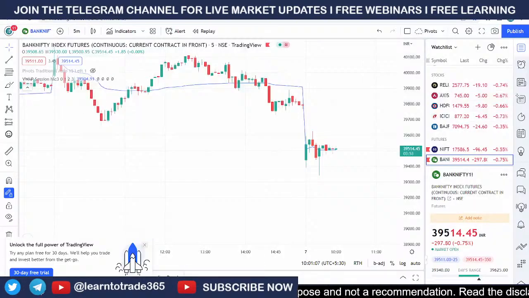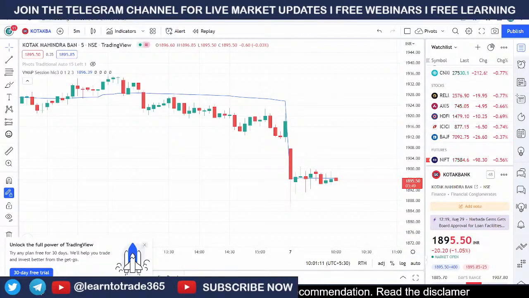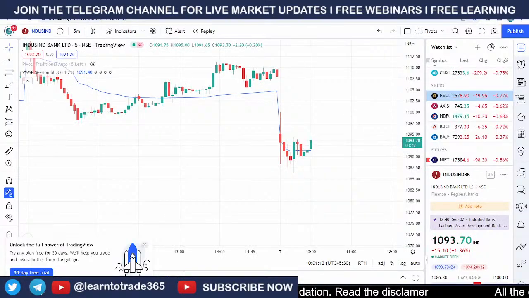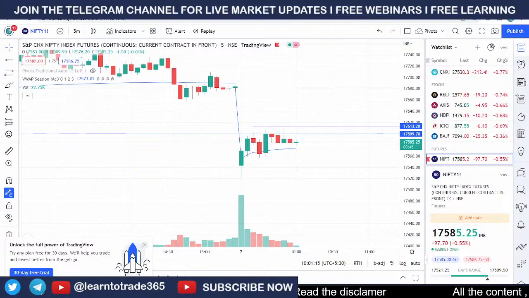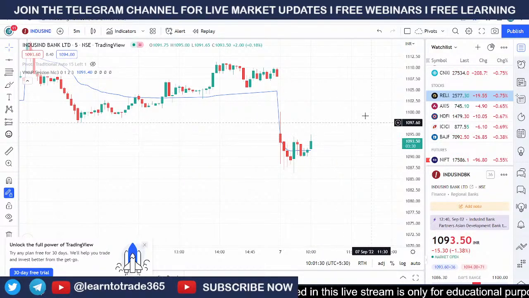So far, two orders I'll be more comfortable in placing, and I have placed them. That is on the Nifty bullish above 17,613 ka levels, and on the IndusInd Bank above 1096 ka levels.